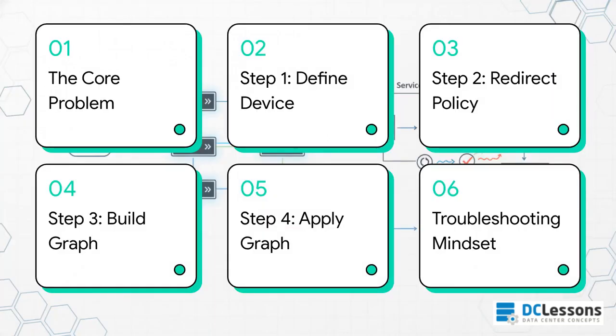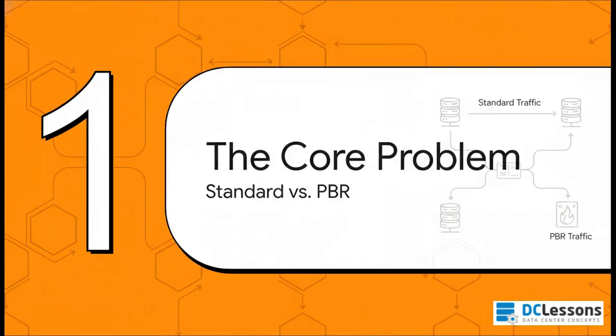Here's the game plan. First up, we're going to tackle the why, the core problem that PBR is designed to solve. Then we'll walk through the 4 essential configuration steps, from telling ACI about your device all the way to applying the final policy. And here's the best part. Stick with me, because in that last section, you're going to see how knowing these 4 steps inside and out basically gives you a built-in troubleshooting guide for free. Let's dive in.